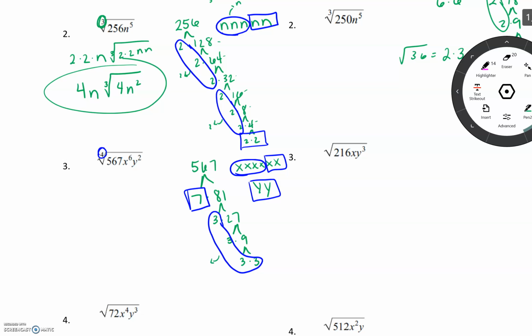So remember, this comes out as a 3 and this comes out as an x, because it's the 4th root of 81, which would be 3. So 3 comes out, x comes out, and underneath our 4th root we still have a 7. We have 2 x's and 2 y's, and to simplify that further, 3x 4th root of 7x squared y squared.